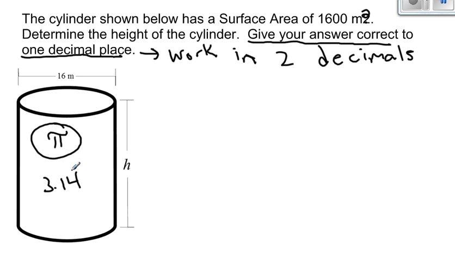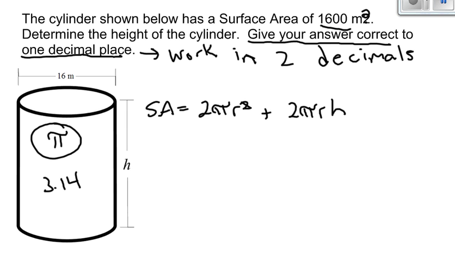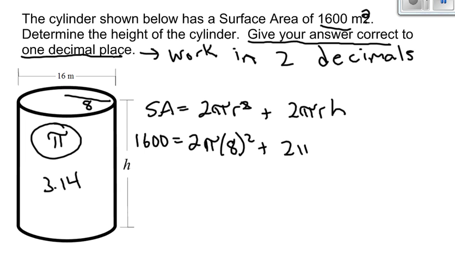So first we need to look at surface area. Surface area of a cylinder is 2 pi r squared plus 2 pi r h. So I know the surface area is 1600. And I know r is half of this, so r is 8. So sub in what you know. 1600 equals 2 pi 8 squared plus 2 pi 8. And then h is the thing I don't know.